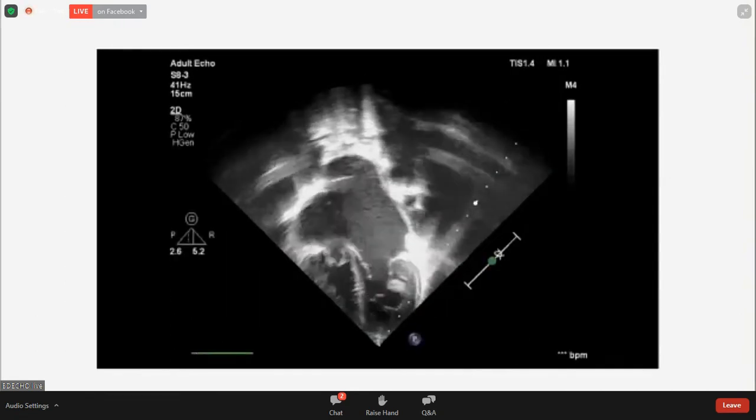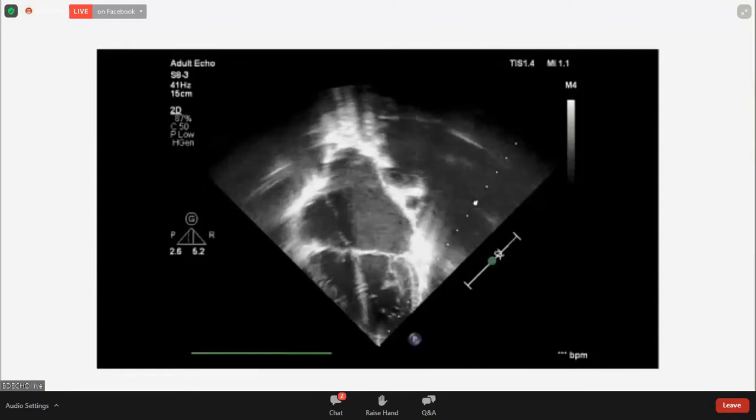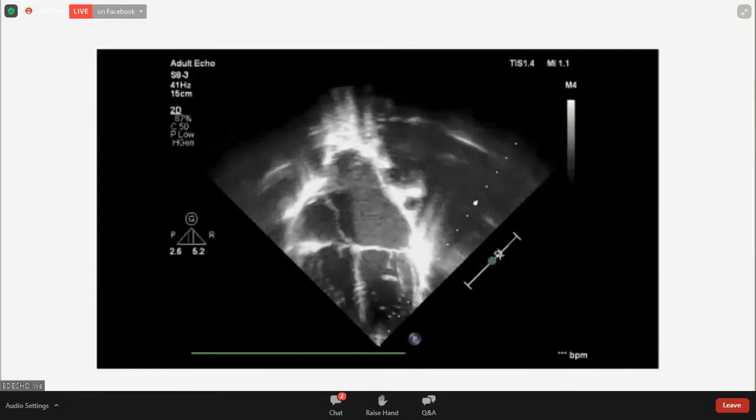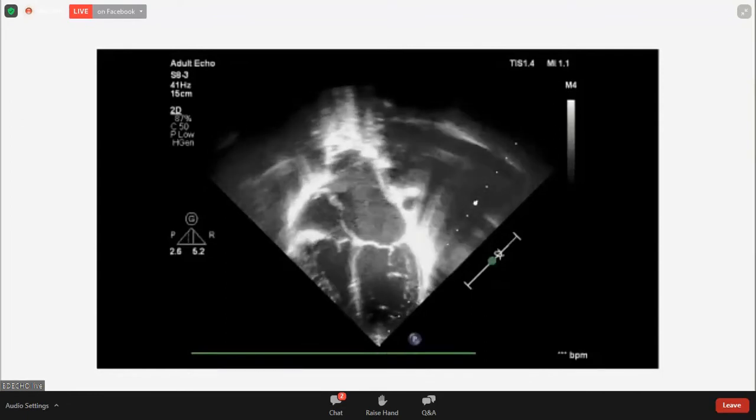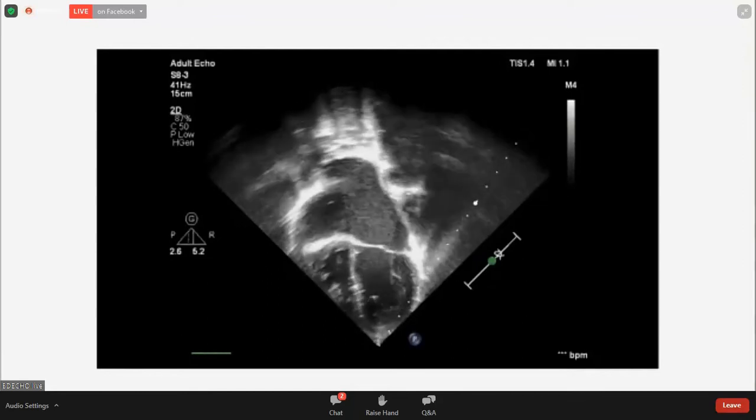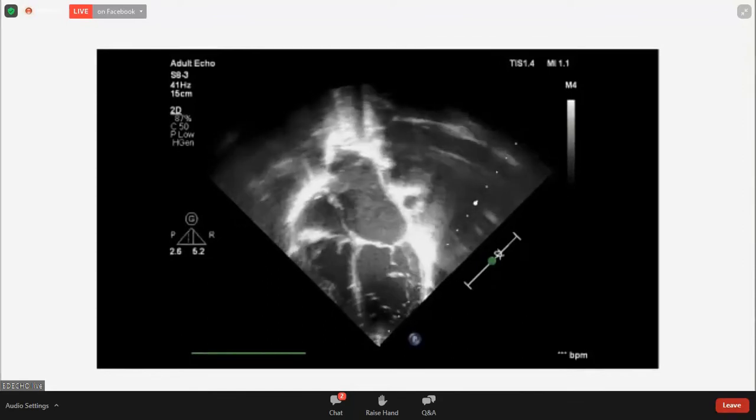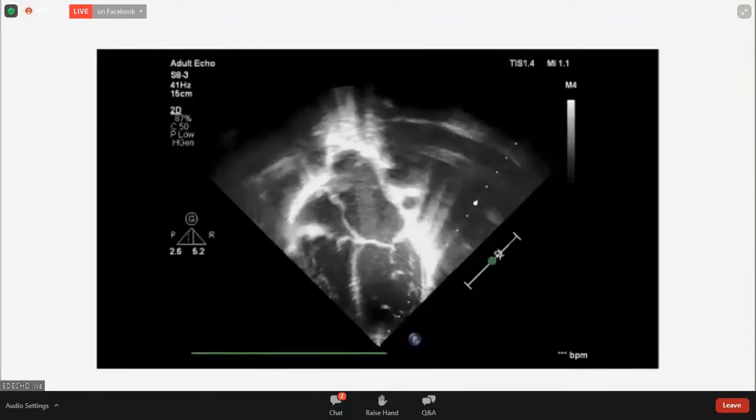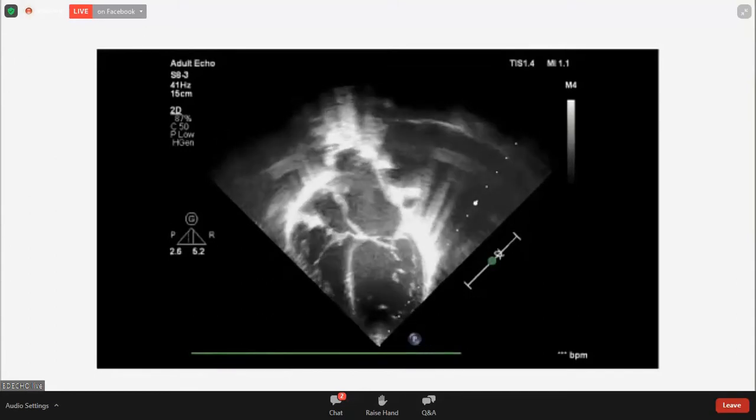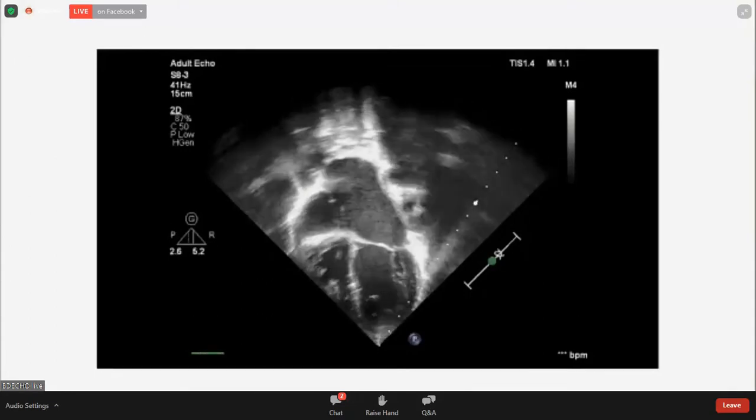But if we look at this video clip, the morphology of the valve is normal and the valve is opening nicely. So why is there flow exaggeration? Why is this mean gradient 12 millimeters of mercury? Let us see. We have to concentrate on looking at the subvalvular apparatus.